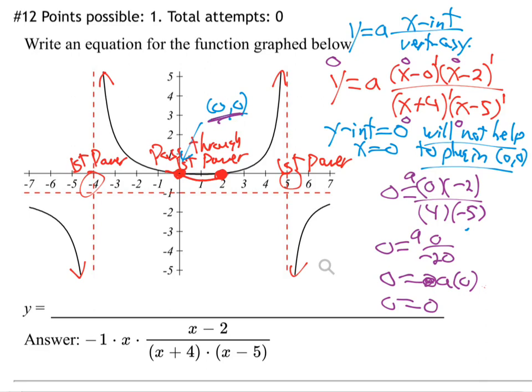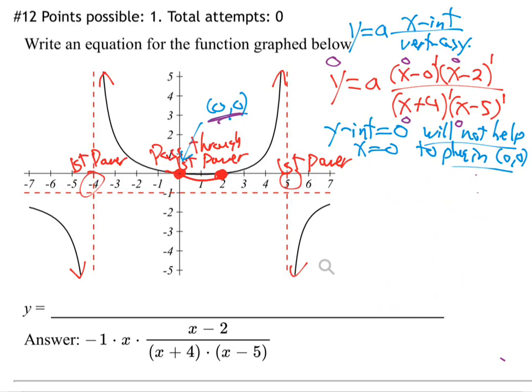Because if you do, you just make the top 0, and then 0 over negative 20 is 0, and a times 0 is 0. You can't solve for a. A vanishes because a is multiplied by 0. A times 0 is just 0. A vanishes, and we can't solve for a. So that doesn't work because the y-intercept is actually 0. It's the point 0, 0. So that will not help because a will vanish since it's multiplied by 0 on the top.